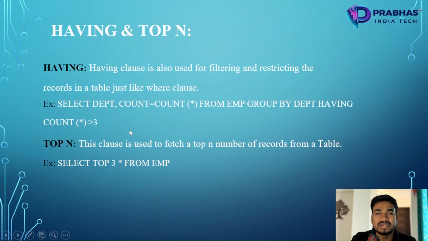And top n clause means, suppose we have a large number of records in a table and you want to get only particular records, for example only the top 10 records or top 100 records. We have that option in SQL Server as well, so we will see it in detail. So we'll go to SQL Server now.